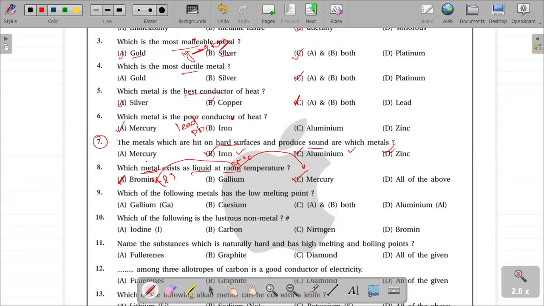And next case, gallium and cesium are liquid at around 30 degrees Celsius. That is slightly more than room temperature, around 30 degrees Celsius, where they will be in liquid form. So for the answer, metal existing in liquid form, you have to select only mercury. You should not select bromine, gallium, cesium or some other element. Okay.